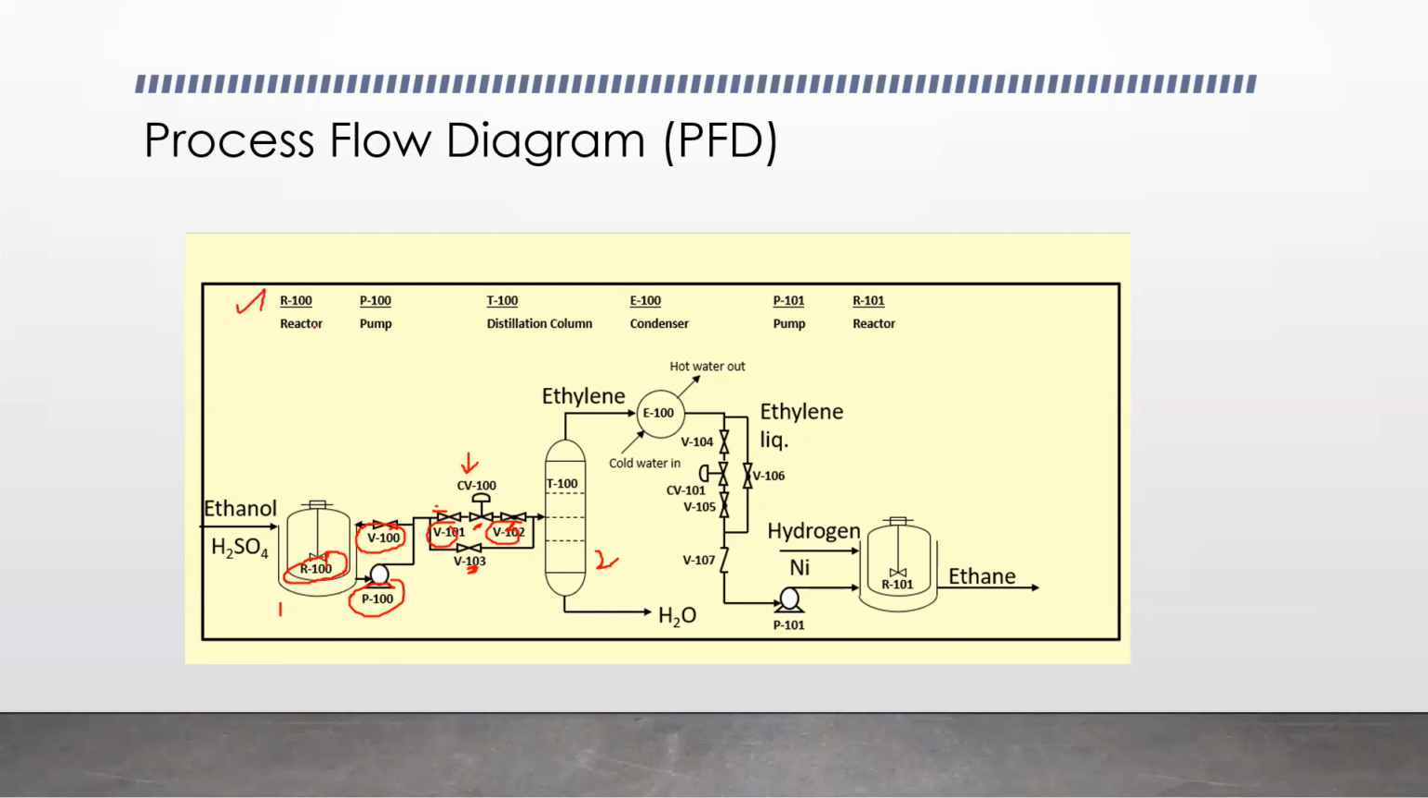The information we have over here is mentioned separately. For example, R100 is a reactor, P100 is a pump, T100 is a distillation column, E100 is a condenser, P101 is again a pump over here. Then R101 is a reactor, and so on. All this information is given separately, not on the diagram itself. So these numbers are basically like indexes. You have to see the number, find where it is, and see what equipment it actually is. All right, so this is how a process flow diagram looks.